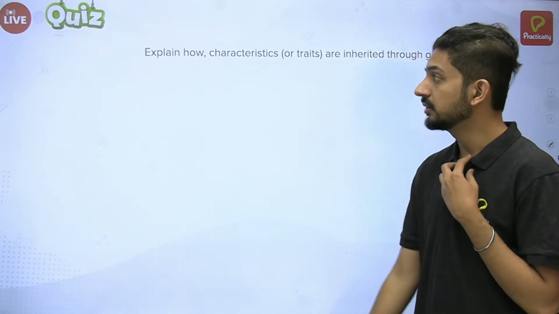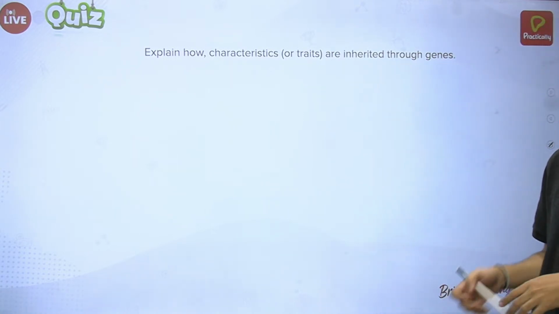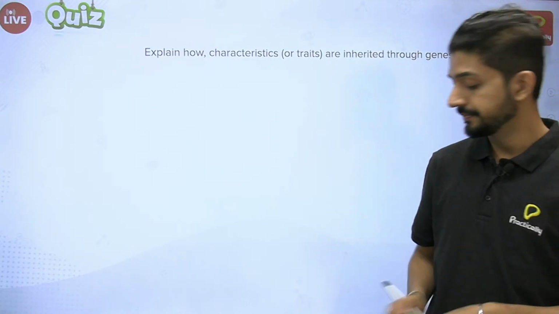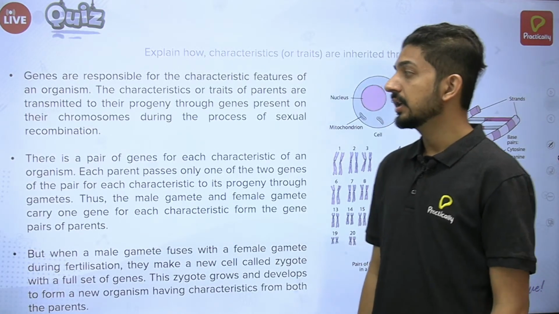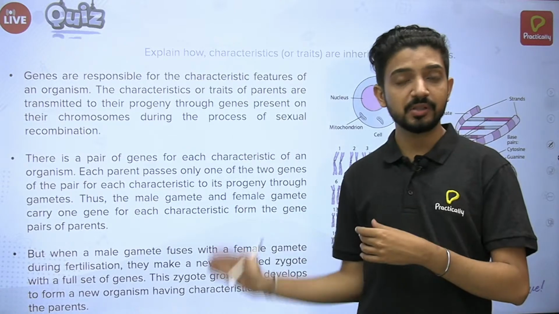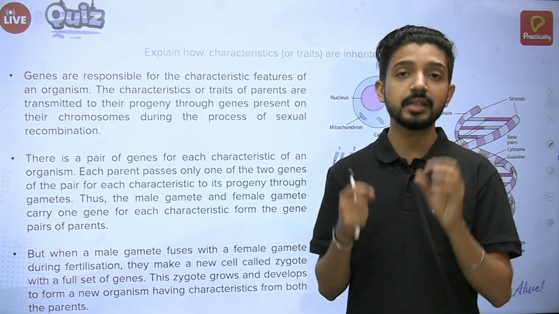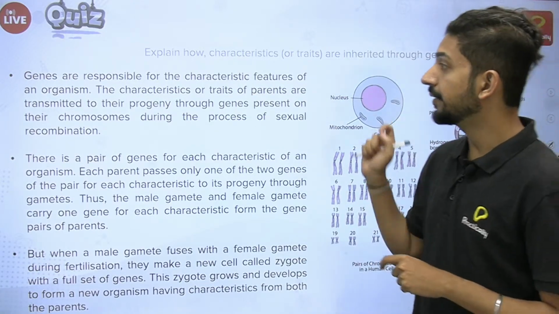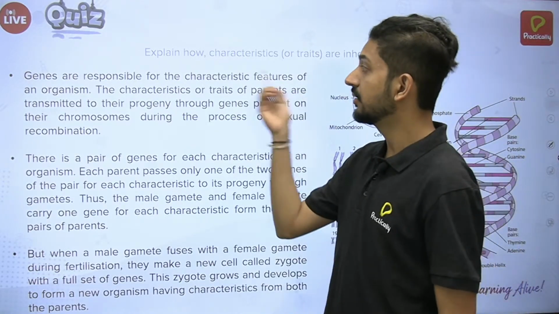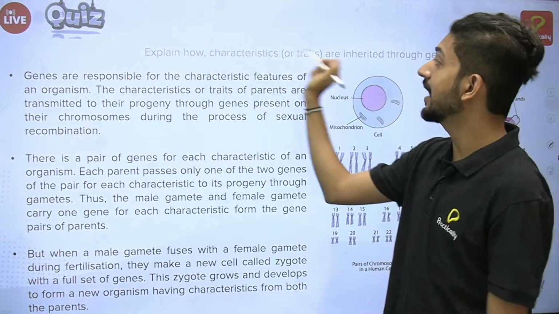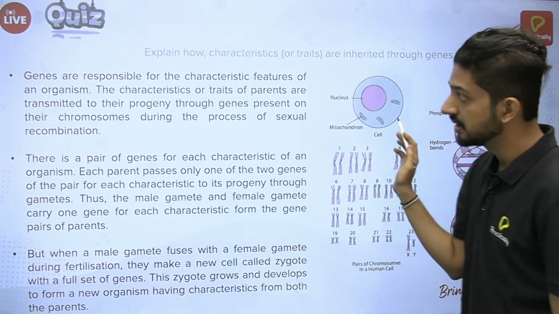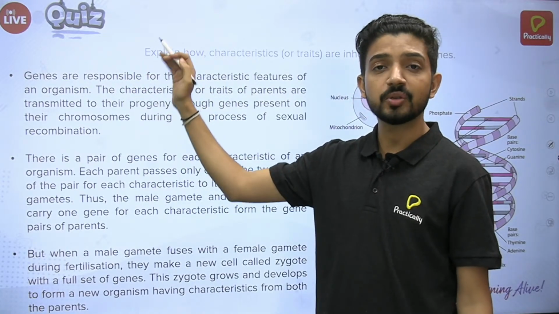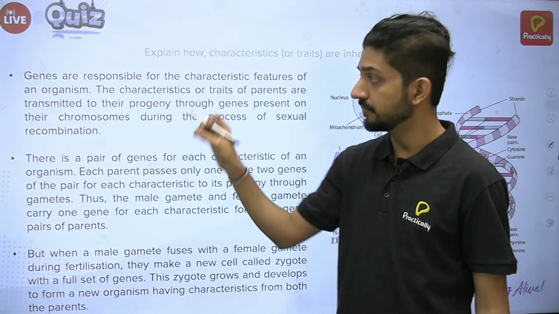Moving on to the next question. Explain how characteristics or traits are inherited through genes. Again there is a big explanation here, but we have to focus on the keywords and cover some important points. The question was to explain how characteristics are inherited through genes. These are the introductory part, and again you can cut it down based on what is important for you.